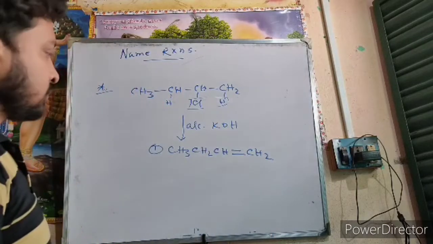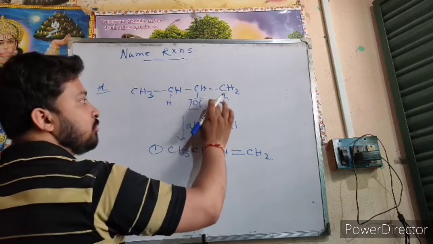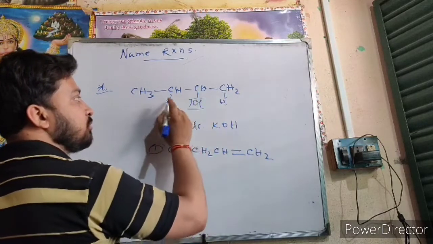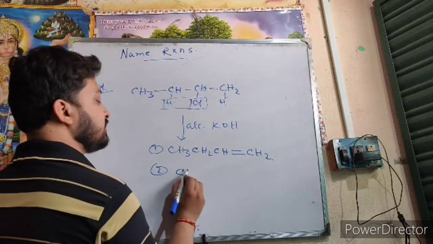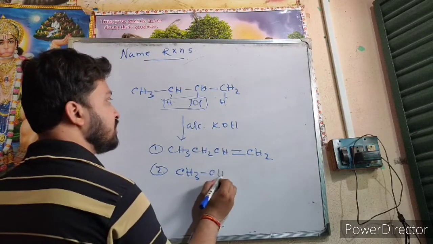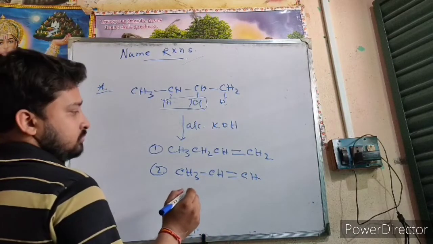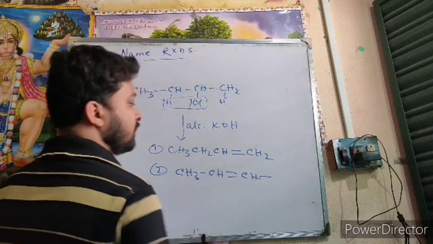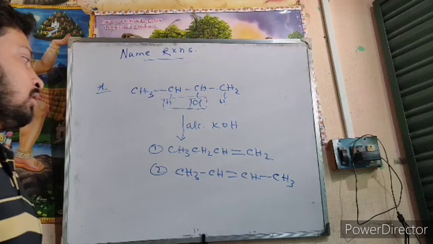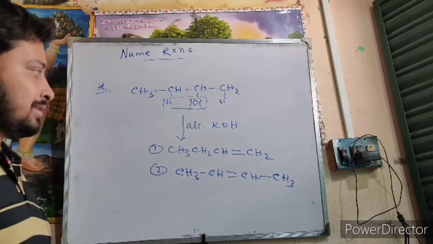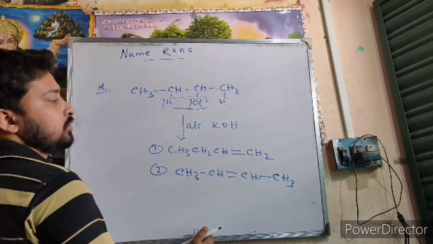This is the Hofmann product. But if you remove this HCl, you can get CH3CH=CHCH3, 1, 2, 3, 4. This is the Saytzeff product. This is the Hofmann product, and this is the Saytzeff product. Okay.